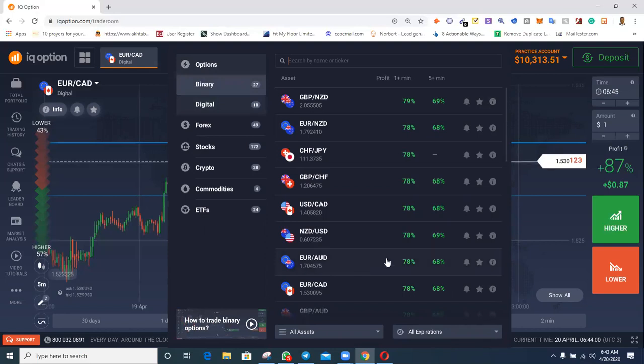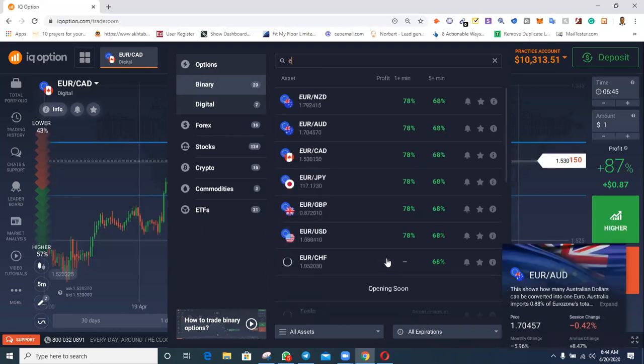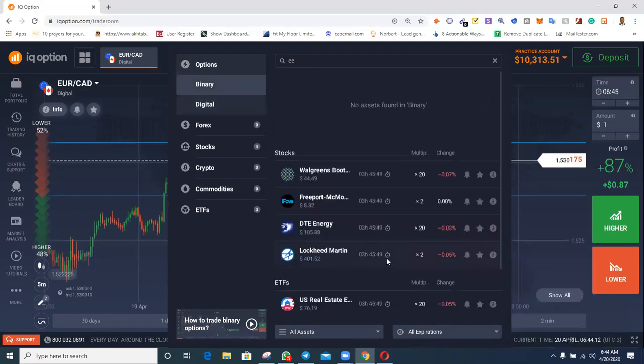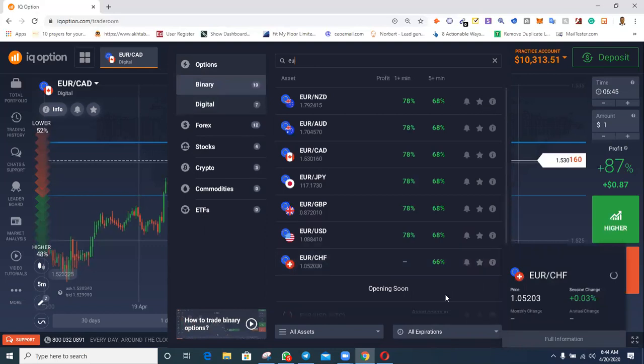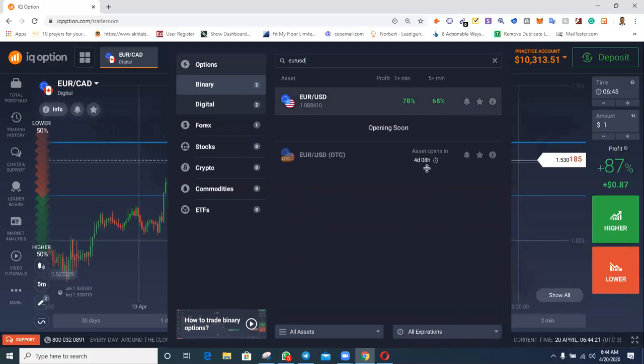Okay, where's Euro USD here? Laptop is hanging. Euro USD is 78. Can you see the difference? That is why I always go for digital. During weekdays, you will always find digital. But on weekends, Saturday and Sunday, sometimes you will find it, sometimes you will not. Are you getting that? Sometimes you will see digital, sometimes you will not.